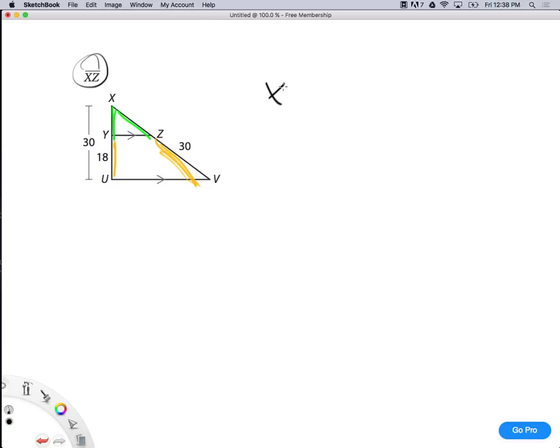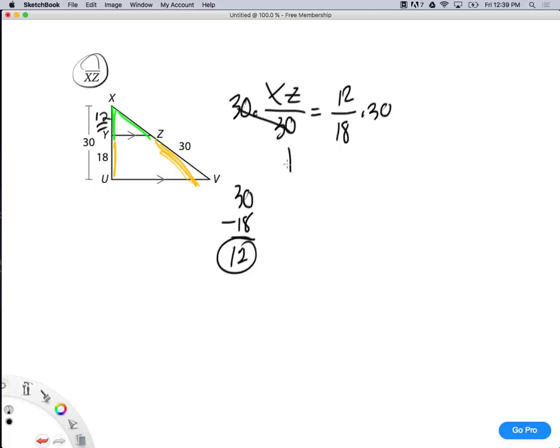Well, I know xz over 30 is equal to xy over 18. But do I know xy? This is 30, so how do I find xy? You've got to subtract 18 from 30. 30 minus 18 equals 12. So that equals 12 over 18. You see how they just added a little element of, ooh, I don't know how to do this, right? So then I just multiply by 30.